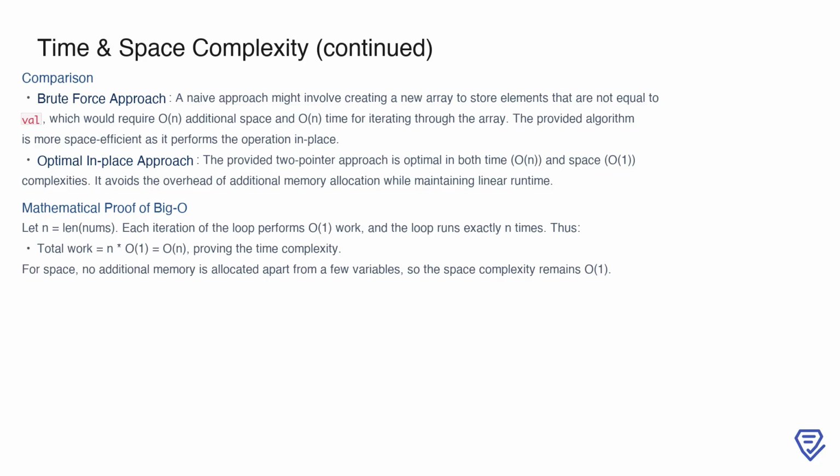To confirm the mathematical proof of the time complexity, we note that the loop iterates n times, and each iteration involves O(1) work. When you multiply n by O(1), you get O(n). As for space complexity, no additional memory is allocated apart from a few constant-size variables, so the space complexity remains O(1). This combination of linear time and constant space makes the algorithm both efficient and practical for large inputs.